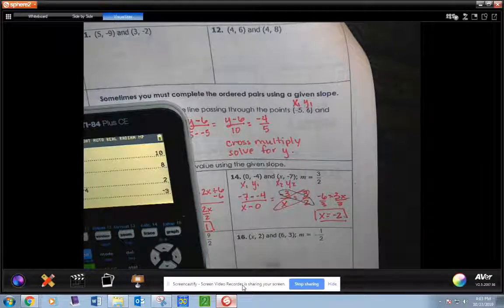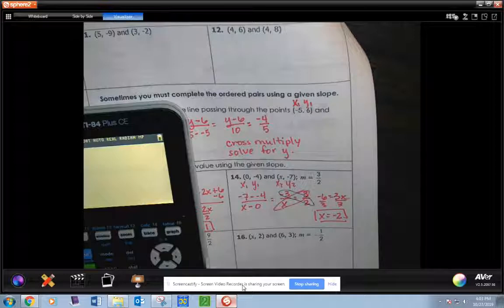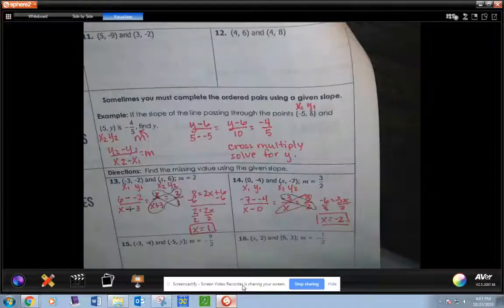Okay, I'm going to check it by alpha y equals. We're going to do negative 7 minus negative 4 on the top. Instead of x, I'm going to put negative 2 minus 0. And I should get 3 over 2, which I did. Sorry, you couldn't see the calculator.